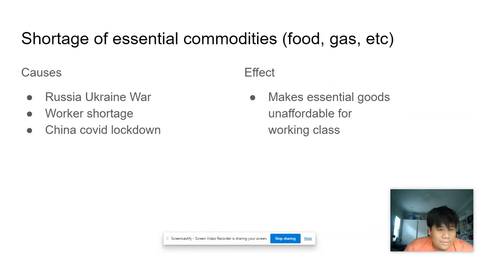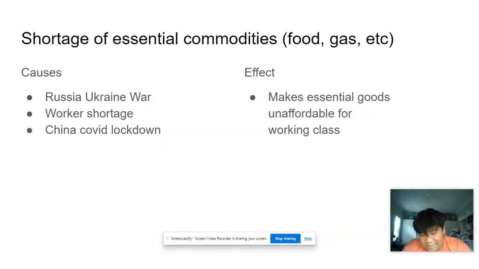So next we have shortage of goods: essential goods, food, gas, manufactured stuff. First we'll start off with food. Food was mostly caused by the Russia-Ukraine war. Russia and Ukraine are both major grain producers, and with the advent of the war, this has led to massive amounts of instability for food security for a lot of nations.